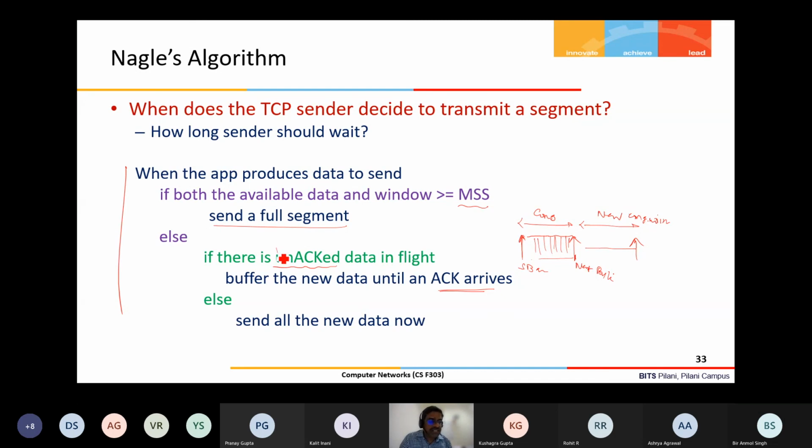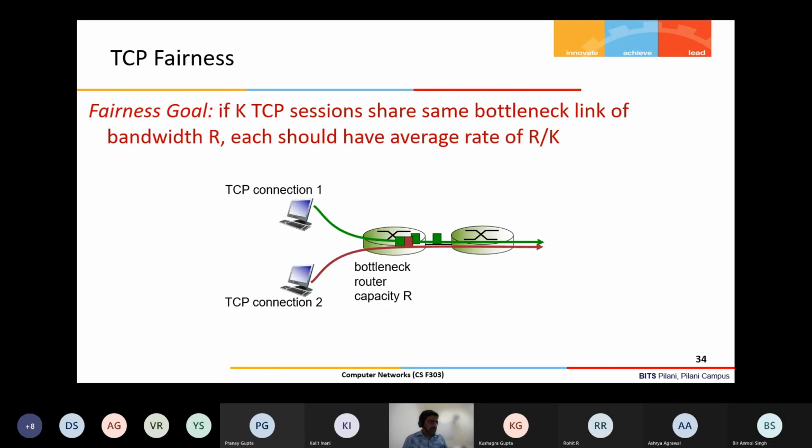If there is no unacknowledged data, meaning everything is acknowledged, and I have data which is less than one MSS, then I don't have any choice. I should not wait. The sender should send the new data immediately, because then you cannot do anything basically. So this is Nagle's algorithm. There are other algorithms which also address the silly window syndrome problem; this is one of the algorithms I discussed.